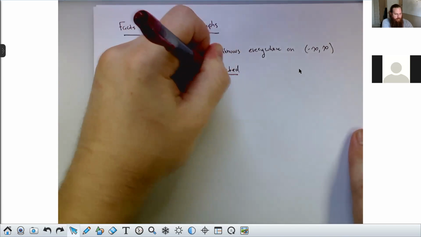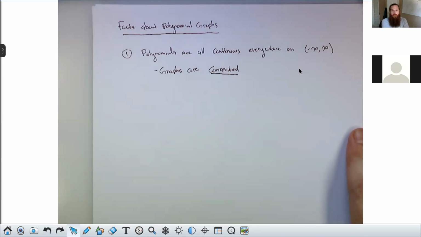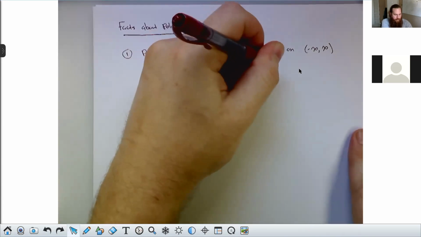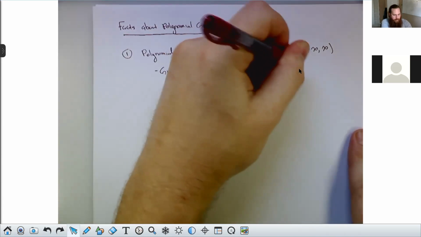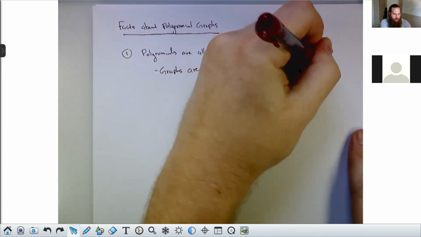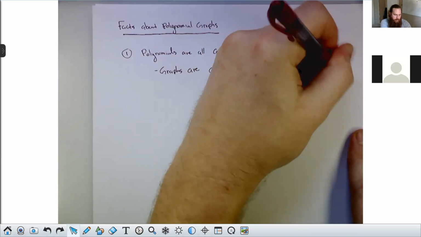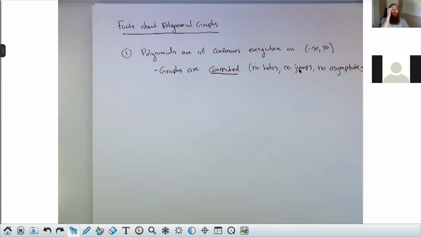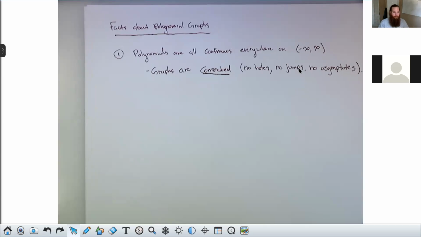The mathematical word for that is connected, right? No breaks, no holes, no jumps, no asymptotes. So if I hand you a graph and I ask you, could this be the graph of a polynomial? Your first thought should be, is that graph a single connected piece? If it is not a single connected piece, then it could not possibly be the graph of a polynomial.